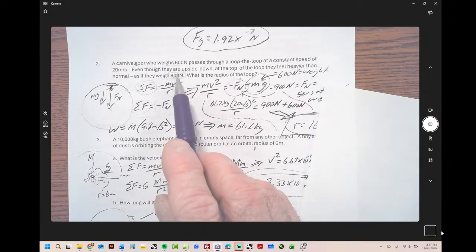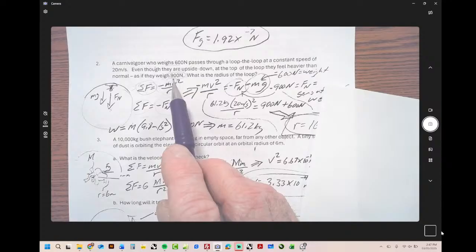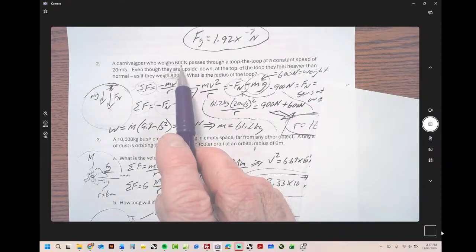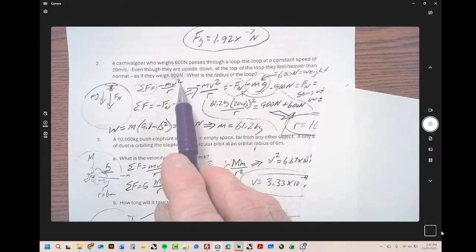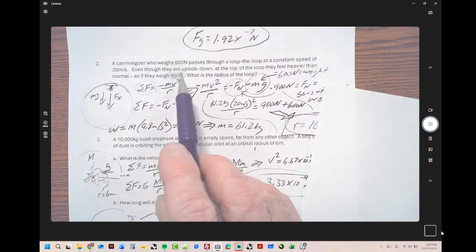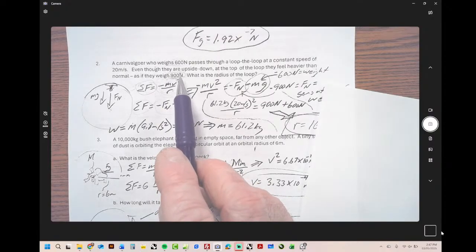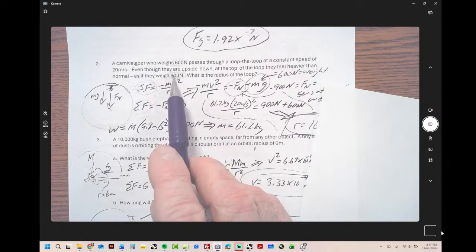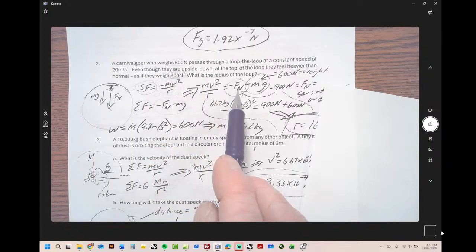So on the test, I won't be tricky like this, but your perception of weight is your normal force. So if this person had a normal force of 600, they would feel their normal weight. They're feeling a little heavier than usual. But however heavy you feel, the perception of weight, that is the normal force. So that 900 newtons, I can just plug in right here.